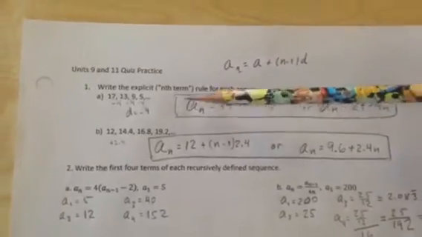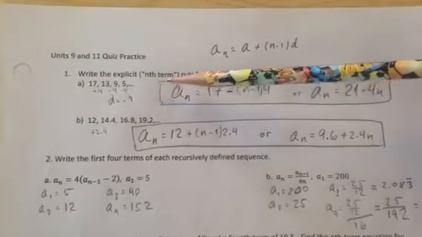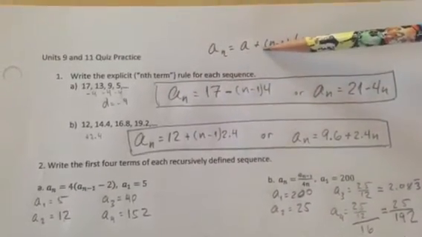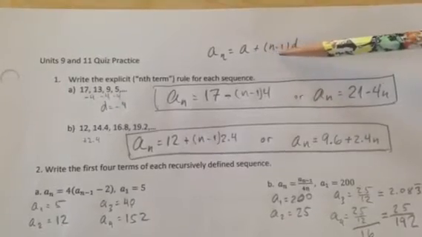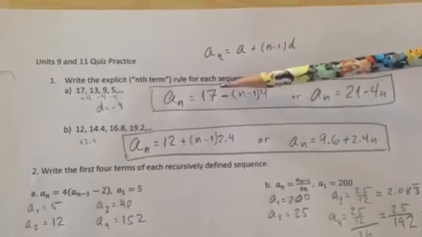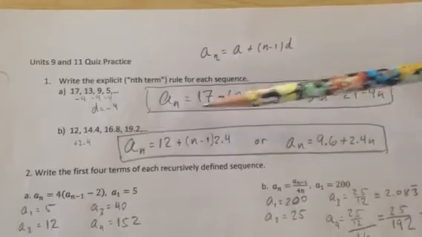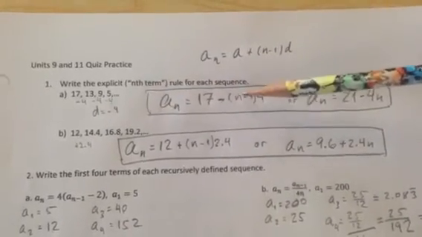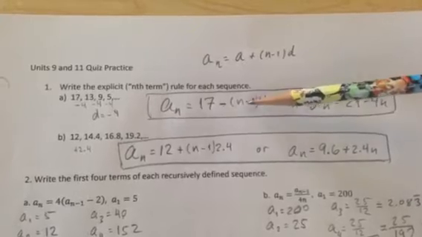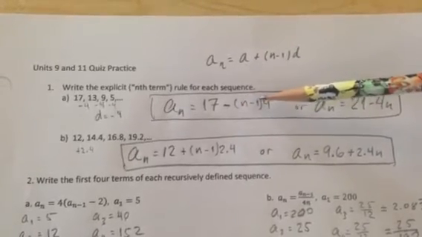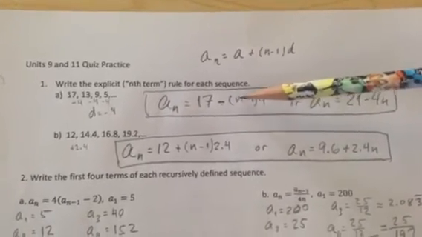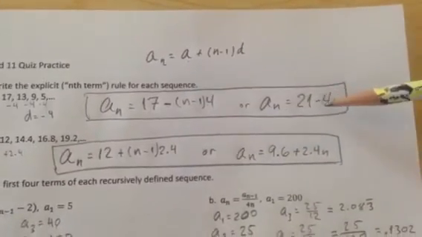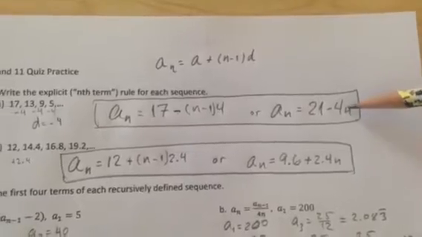In our first problem here, we're writing the explicit rules for a couple of them. You got your A, and then we're just going to use this form, A plus n minus 1 times D. So our first term is 17. Our D is a negative 4 in this sequence, so rather than say plus n minus 1 times negative 4, I wrote it out this way, minus n minus 1 times 4. It's the same thing. I think it's a little bit better. Even better, though, is to simplify it and write it as 21 minus 4n.